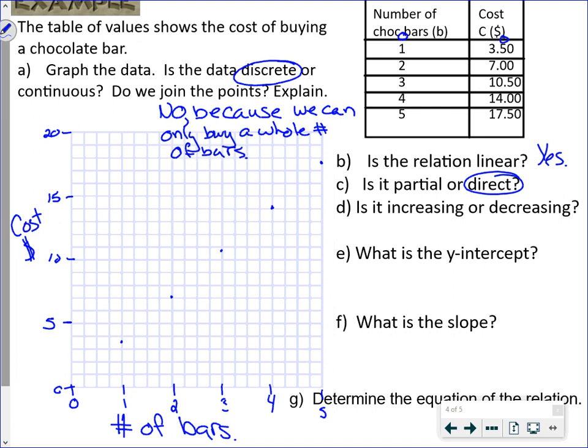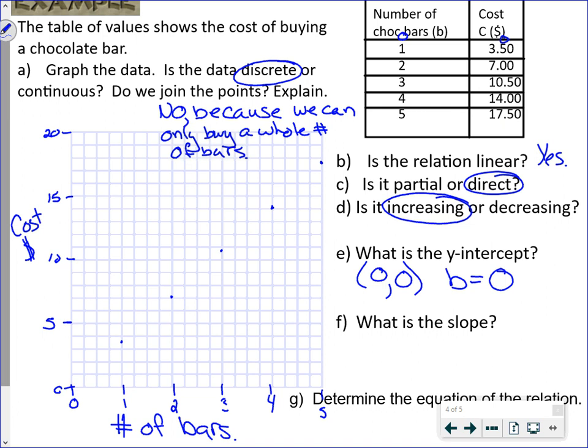Next question, is it increasing or decreasing? So as we start from the left-hand side of the graph, our graph is going up towards the right, so this is increasing. What is the y-intercept? So the y-intercept is the point where x equals 0. So we have the point 0, 0. So our y-intercept, which is represented by b, is 0.